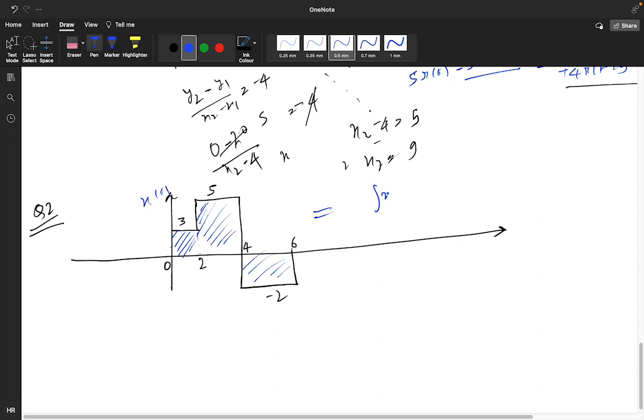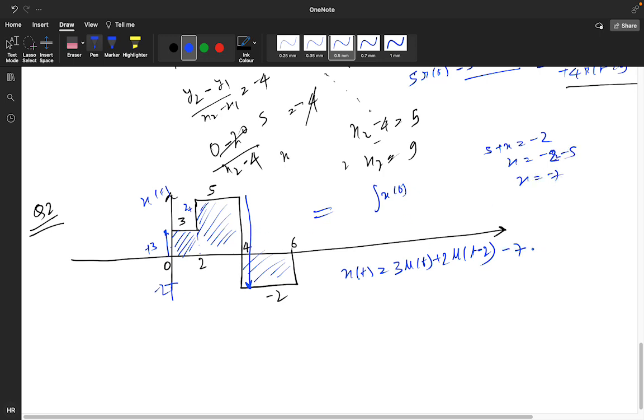You need to find the integration of x of t. So first find the equation. What will be the x of t? 3 u of t: plus 3 is there, then plus 2 is there, 3 plus 2 is 5, plus 2 u of t minus 2. Then a decrement, it's going from 5 to minus 2. So how much decrement will there be? 5 plus x is equal to minus 2, so x is equal to minus 2 minus 5, so x is equal to minus 7. The decrement is there, so minus 7 u of t minus 4.